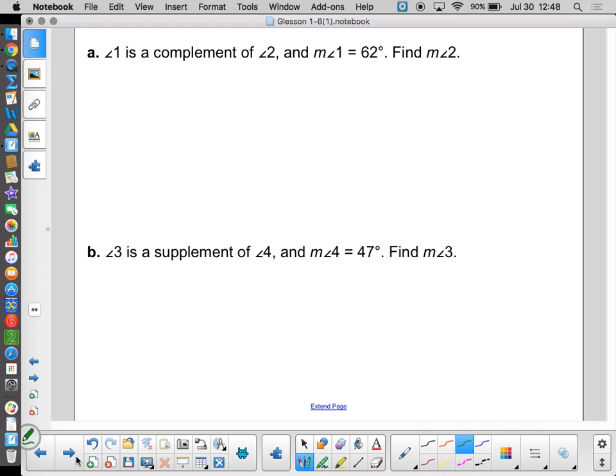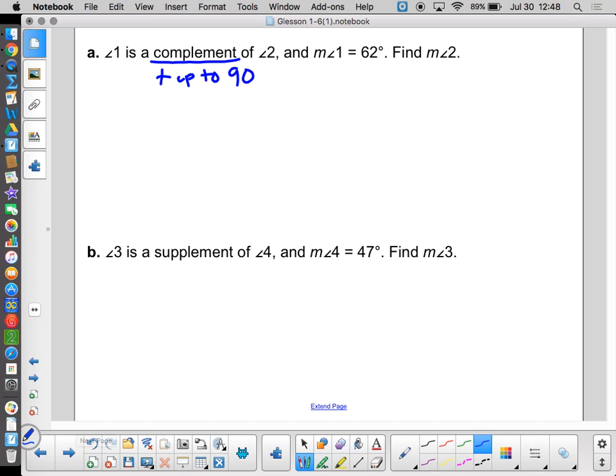Here we go. Angle 1 is a complement of angle 2, and the measure of angle 1 is 62. Find the measure of angle 2. Well, what does it mean it's a complement? Complement means add up to 90. Please be careful with this definition.